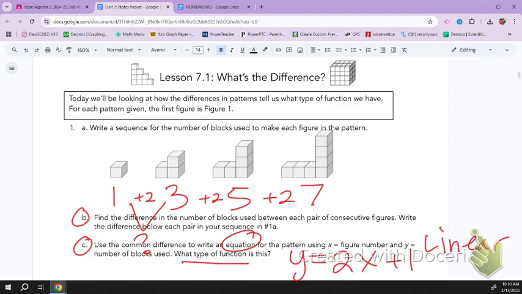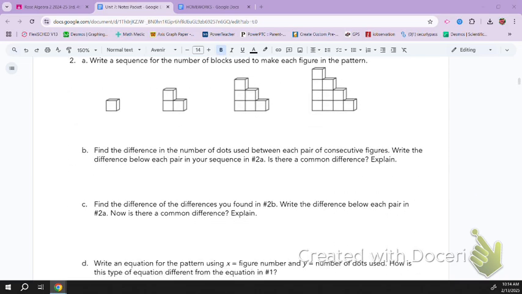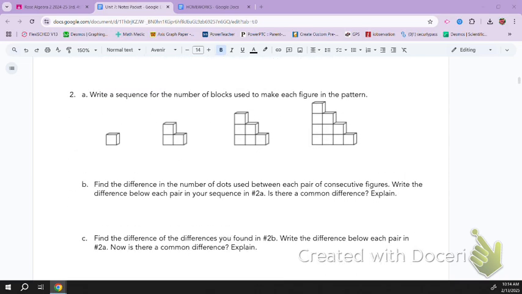Number 2, we've got another pattern. So in number 2, I want you to start by making a sequence. Can you count the blocks? Can you make the numbers, the sequence? Then find the difference. Then try to figure out the difference between the differences. Turn and talk with your team. You're doing number 2 now.